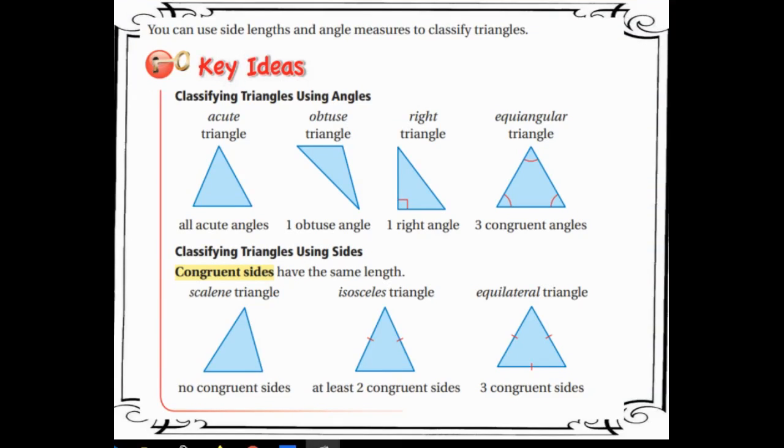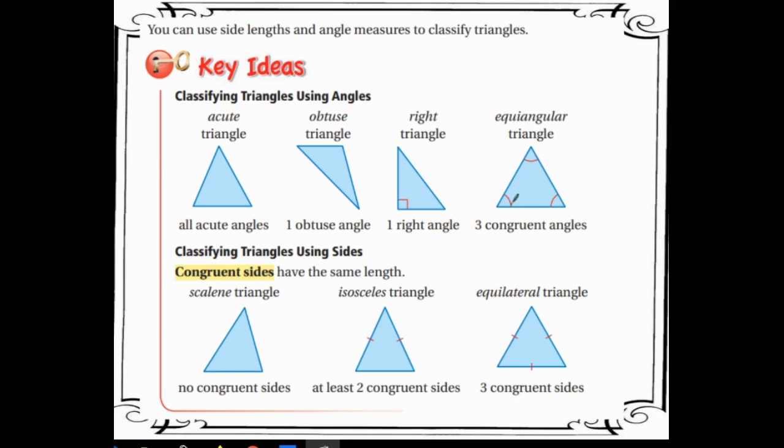So today's lesson is about classifying triangles by their angles and by their sides. If we classify them by their angles, we could have a triangle with all little tiny angles, and this one would be called an acute triangle. An obtuse triangle has one angle that's larger than 90 degrees but less than 180. A right triangle has one right angle.